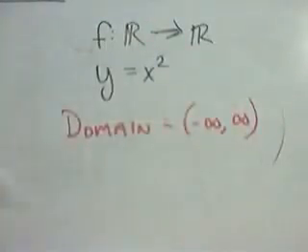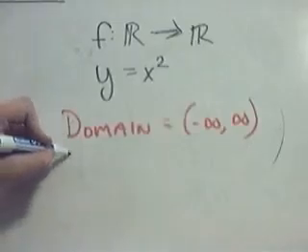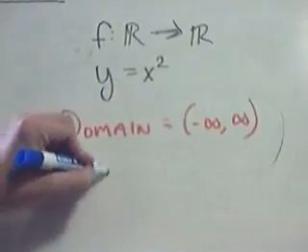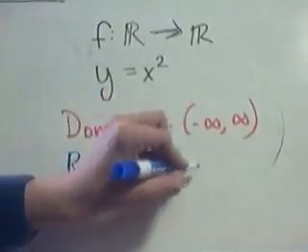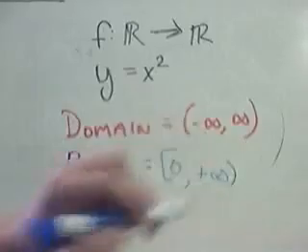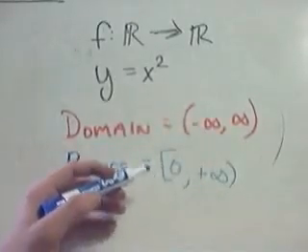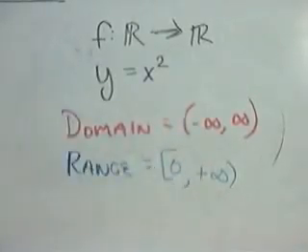How about the range? When we square a number, we never get any negative numbers from a square. So we could get 0 if x was 0, but we can only get positive numbers if x is not 0. Therefore, the range of the function is just from 0 to positive infinity. And this square bracket indicates that 0 is in the range.